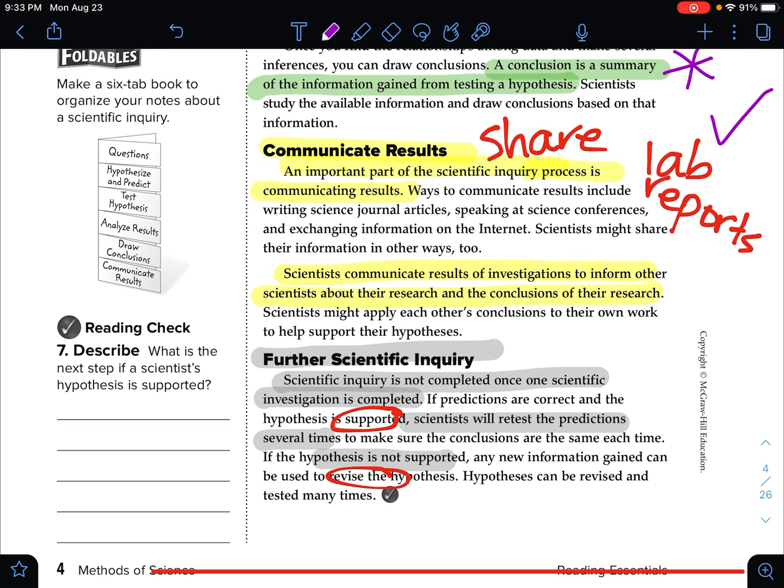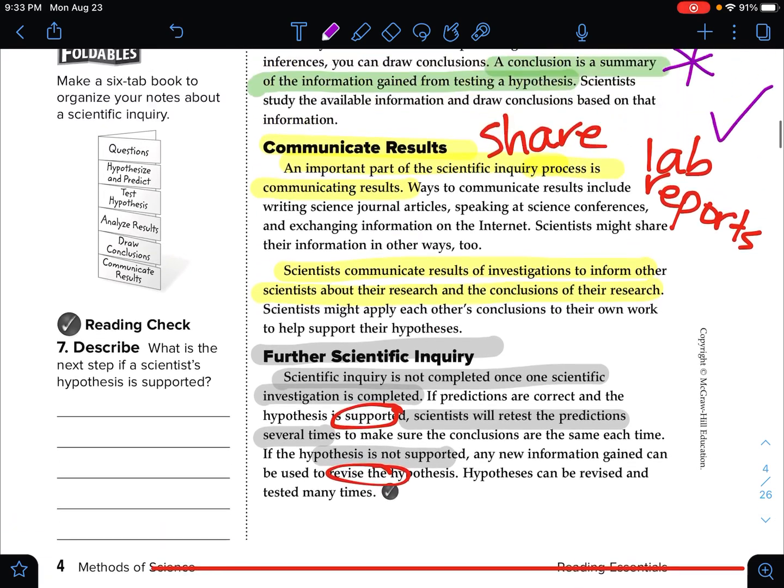All right, so our last little section is further scientific inquiry. Scientific inquiry is not completed once one scientific investigation is complete. If predictions are correct and the hypothesis is supported, scientists will retest the predictions several times to make sure that the conclusions are the same each time. If the hypothesis is not supported, any new information gained can help revise the hypothesis. A hypothesis can be revised and tested many times.